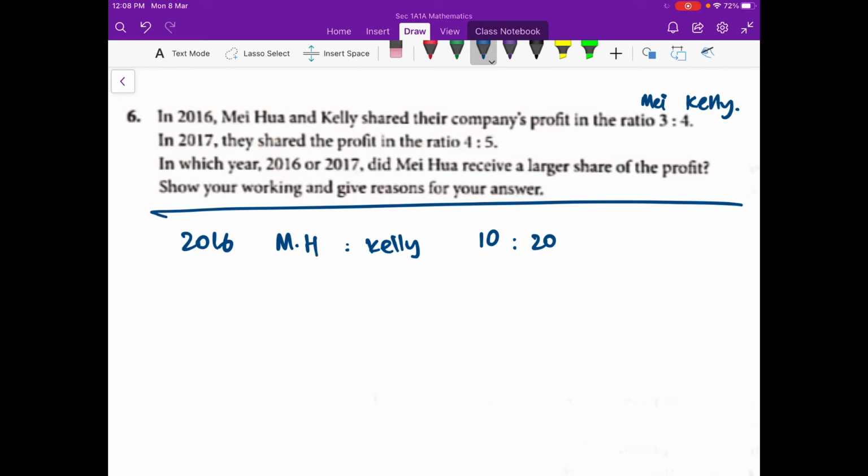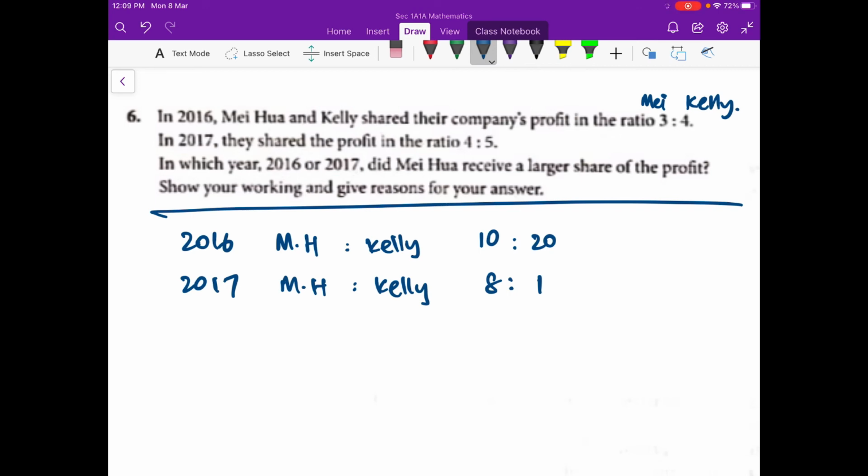Then in 2017, Mei Hua to Kelly is 8 to 1, for example. In which year did Mei Hua receive more of the profit? So this is my new question now. 2016? Why? Because, right, they might. Wait, what? Kelly minus 100? Why? Oh, I think he lost a job. So do you know what's happening over here?